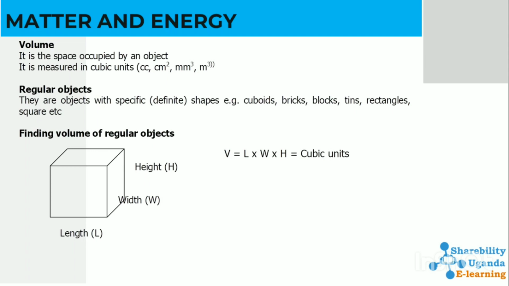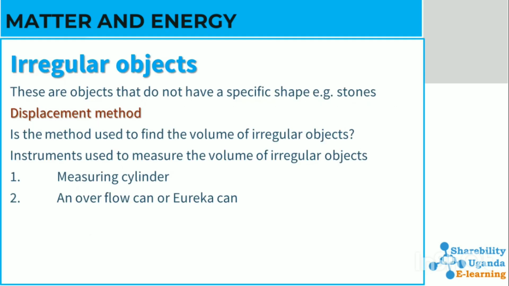How do we find the volume of regular objects? According to the formula stated, we have V, which is the volume, equaling length, which is L, times W, which is the width, times H, which is the height of the object, equals the volume in cubic units.